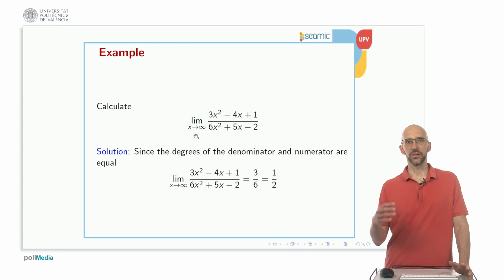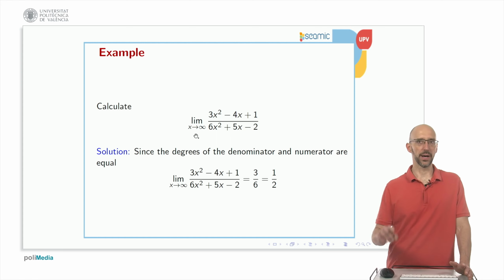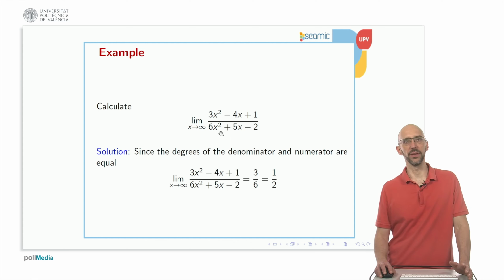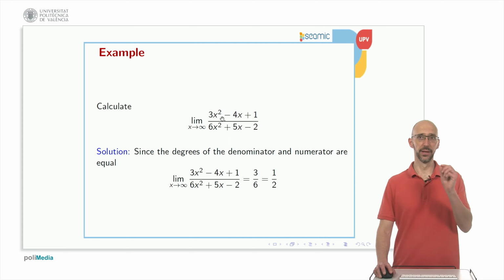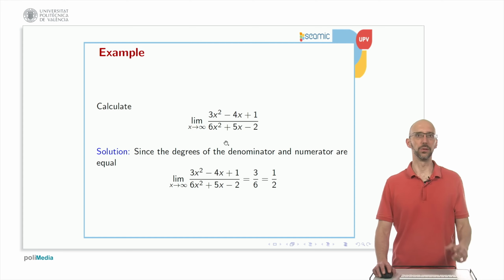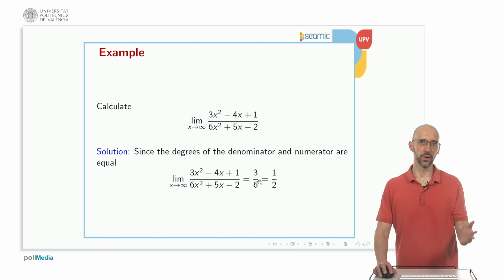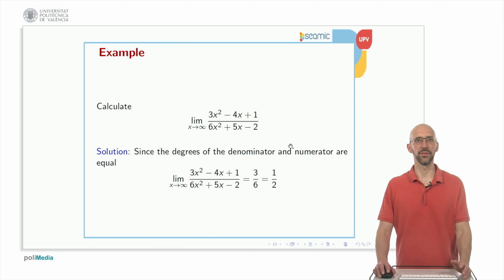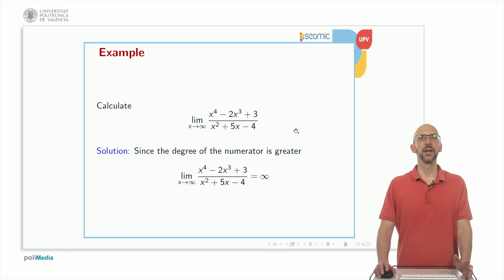Then what happens, for example, in this case? We have a limit when x tends to infinity. On top we have a polynomial of degree 2, below another polynomial of degree 2. What happens in this case? Same degree, the limit is 3 over 6. The numbers, the coefficients multiplying x squared on top and below. So, by the way, 3 over 6 equals 1/2. We can simplify that. So, piece of cake again.